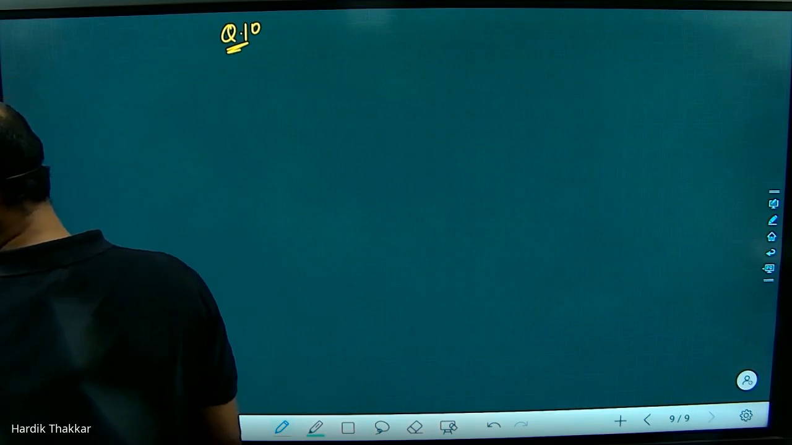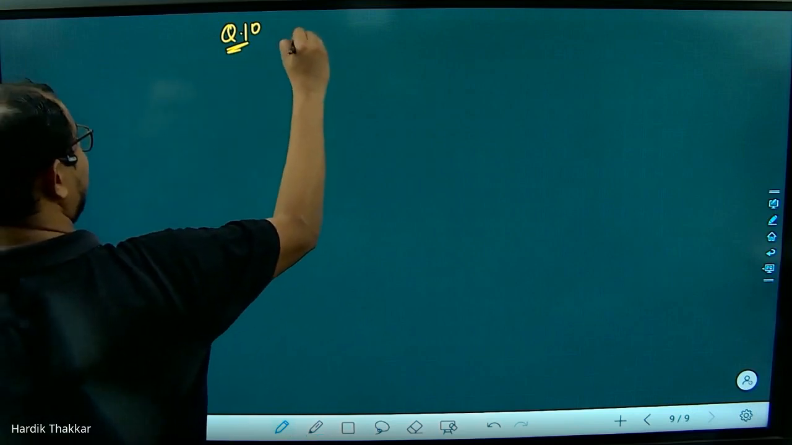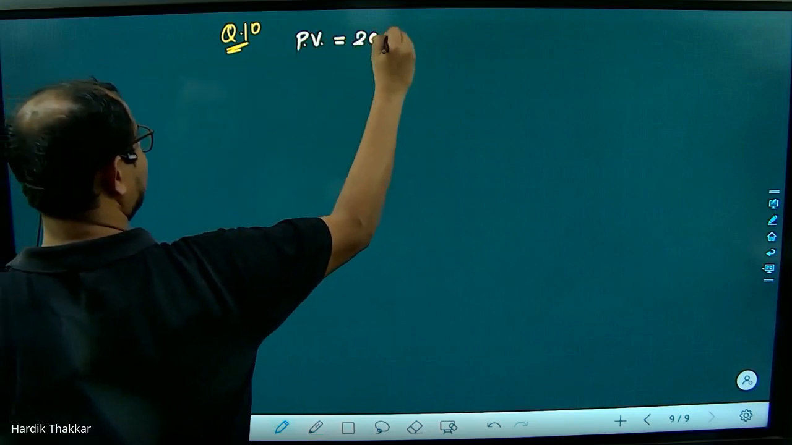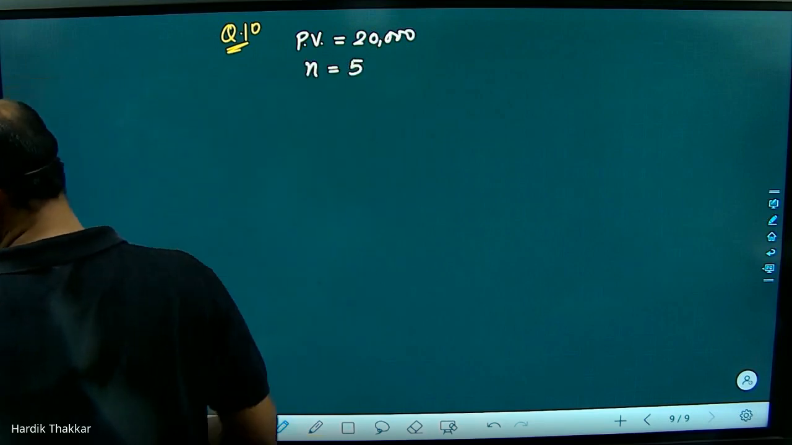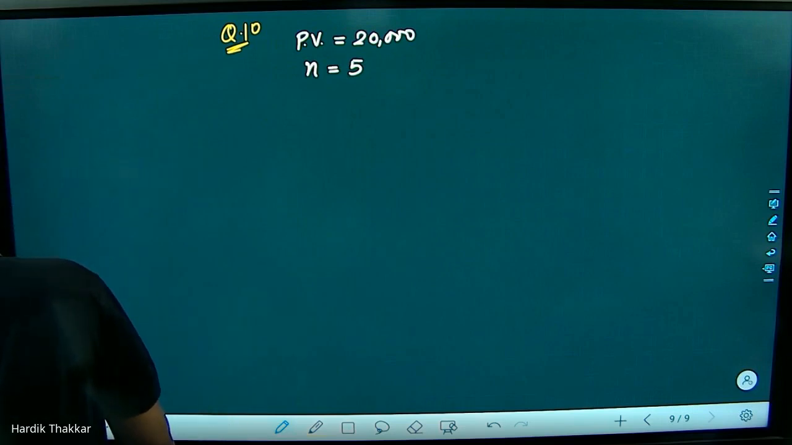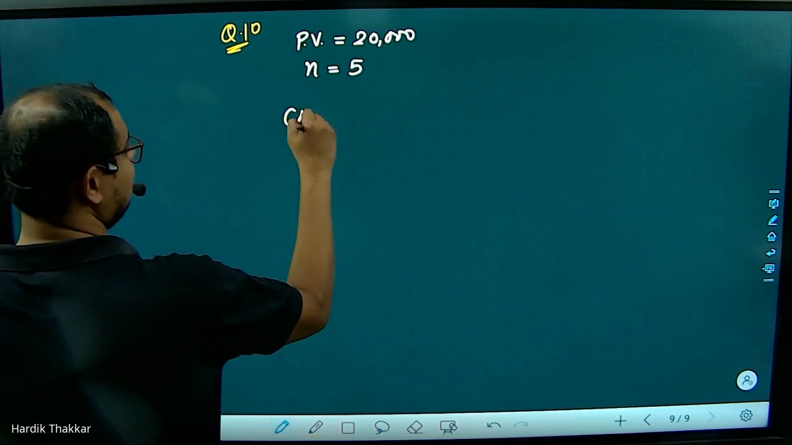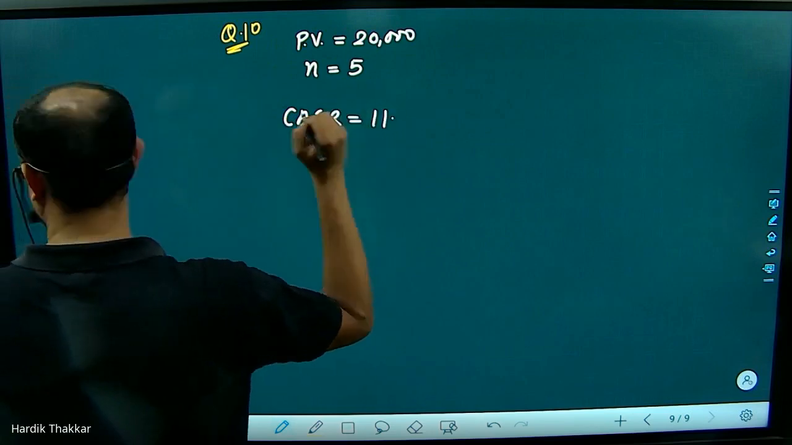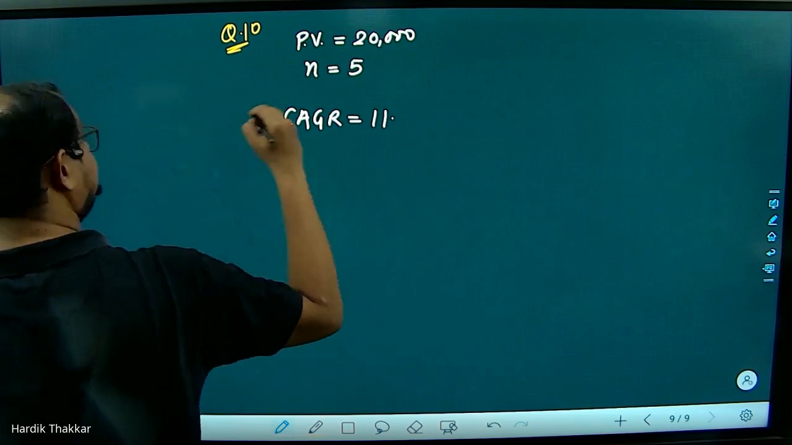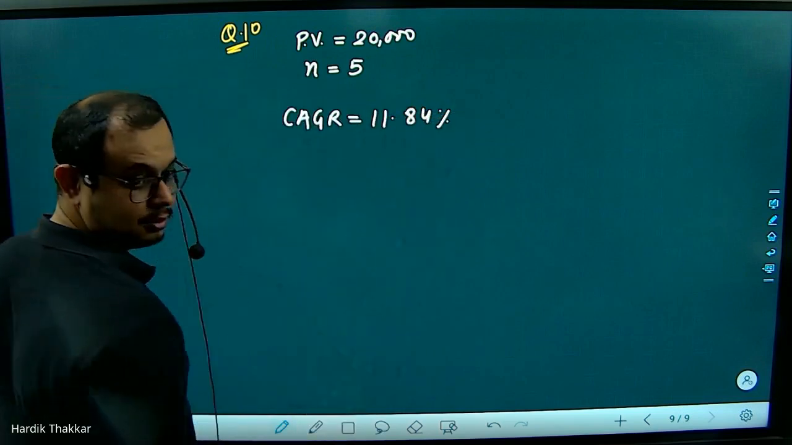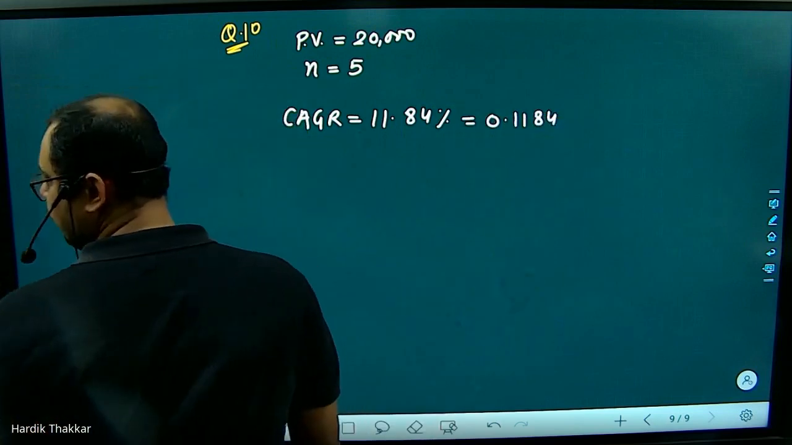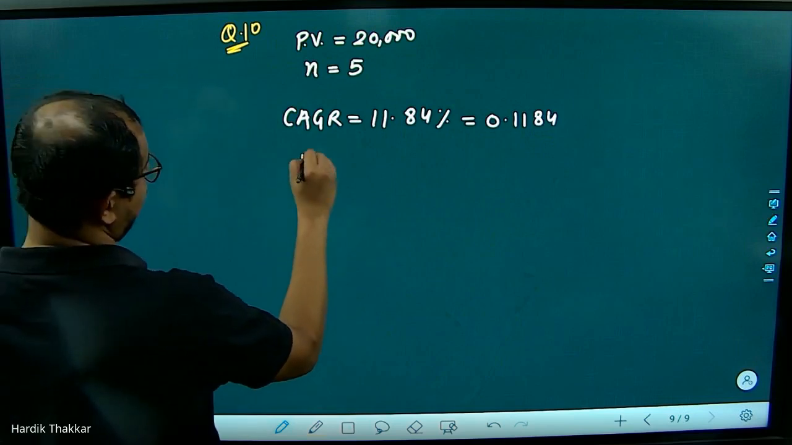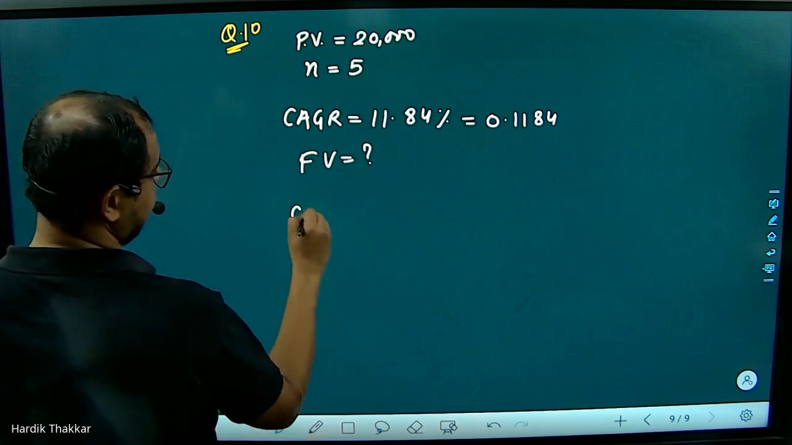Mr. Kumar invested 20,000 in 2014 for 5 years. So present value is 20,000 and number of year is 5. If the CAGR of investment turn CAGR is given, कितना दिया हुआ है CAGR? 11 point कितना है? 84% ना, 0.1184. Okay. Find the future value, end balance or future value. So use same formula.